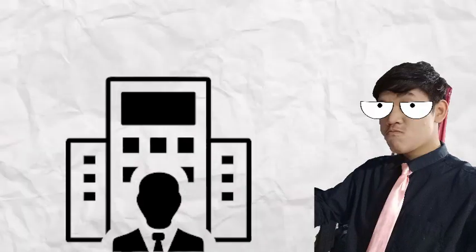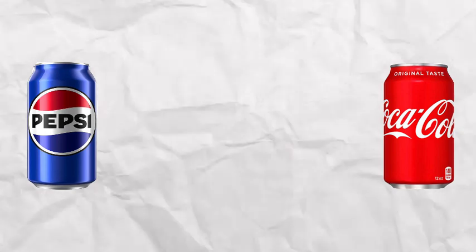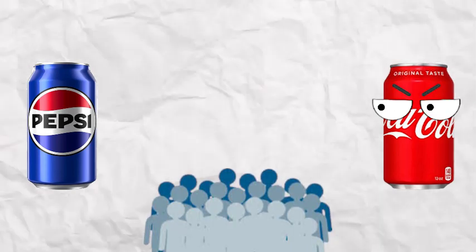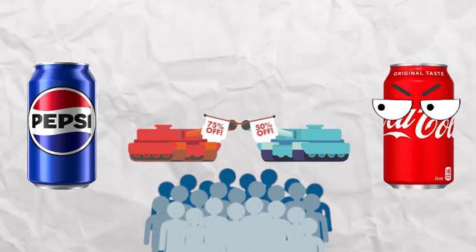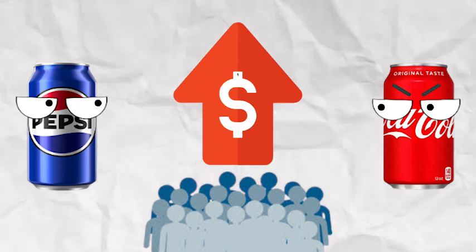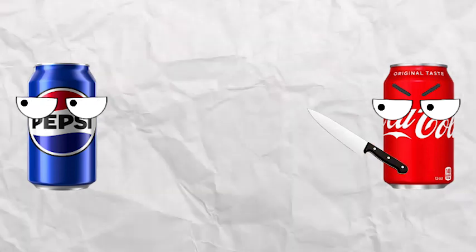Remember that prisoner's dilemma from earlier? This is the corporate version of it. Should Pepsi cut prices to gain market share, even though Coca-Cola might retaliate and start a price war? The best outcome would be for both of them to keep the prices high. But can you trust your rival not to betray you?